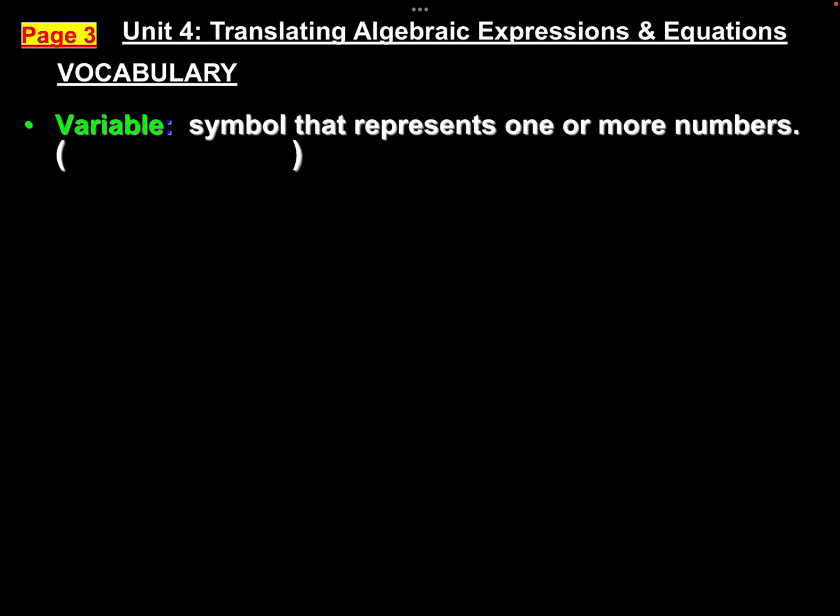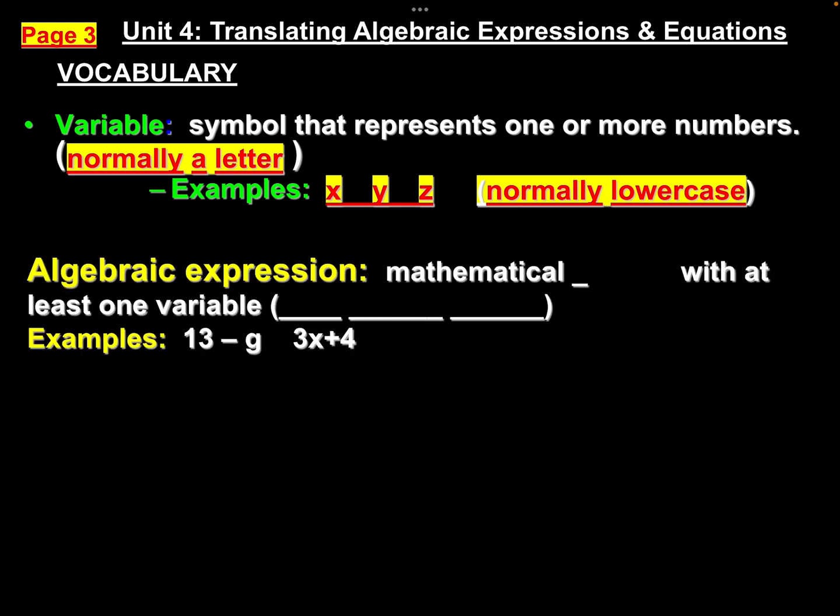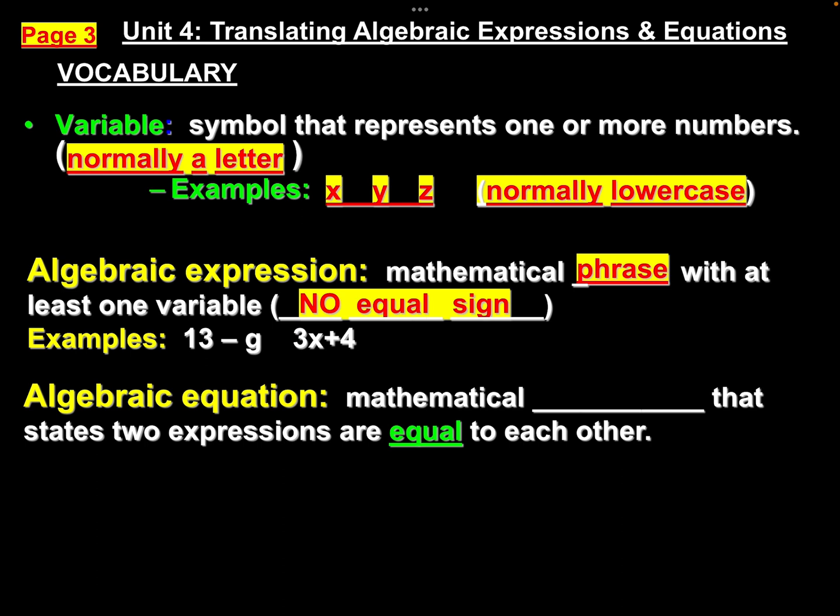But once again, we're going to review some of the things we've been talking about yesterday. So a variable, once again, is a symbol that represents one or more numbers. We normally use a letter, and we use X, Y, and Z often, and we normally use lowercase. So that's the same thing we talked about yesterday. Algebraic expression, we did not mention yesterday. We talked about it slightly, but it's a mathematical phrase. It has at least one variable, but it does not have an equal sign. So examples would be 13 minus g or 3x plus 4. Those are expressions, not equations, because it does not have an equal sign.